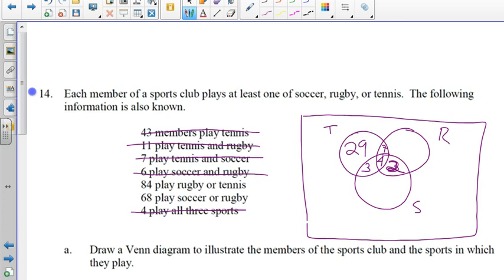All right, what next? Soccer. Rugby. Rugby or tennis. Got to do rugby or tennis first, right? Because we already have the tennis filled in. So 84 play rugby or tennis. How many of those 84 have we accounted for? 29, 32, 36, 43, 45. I don't know how to count. Can you add? So of the 84 who play rugby or tennis, how many of them do we have?